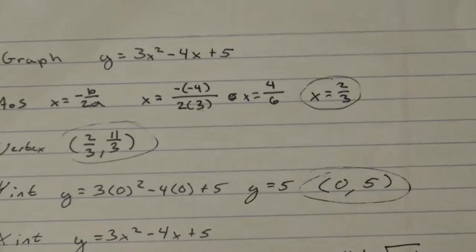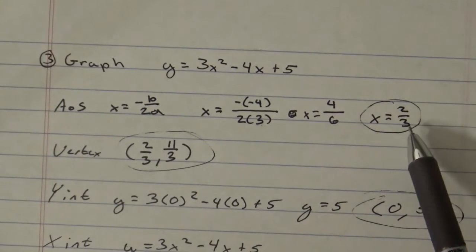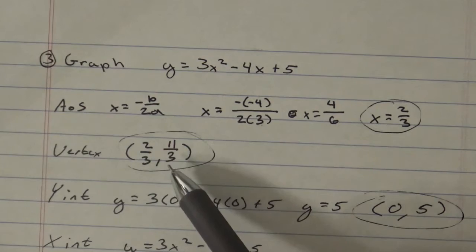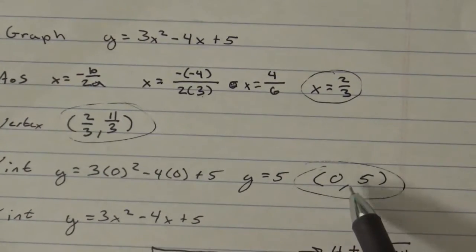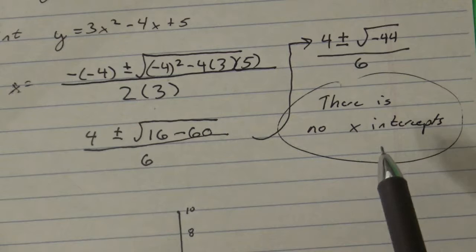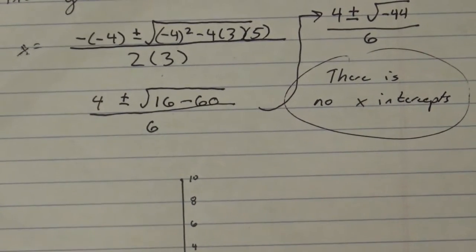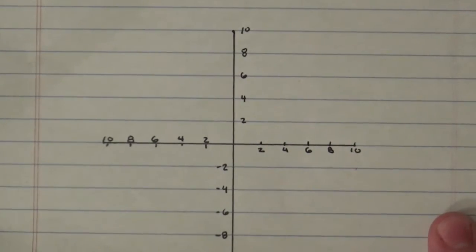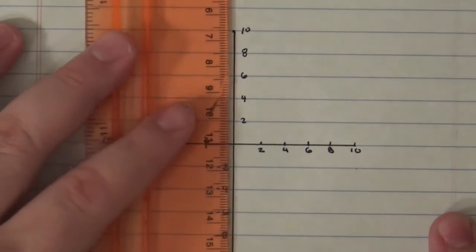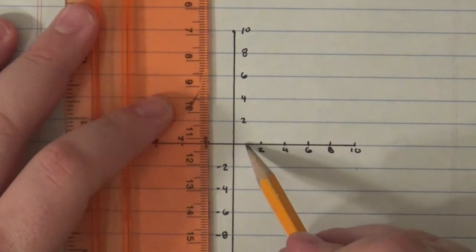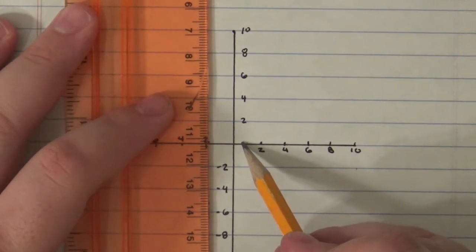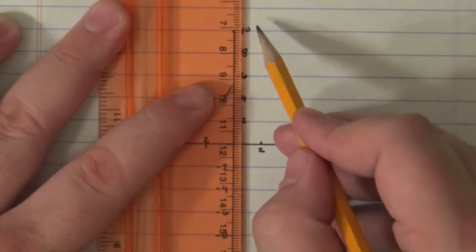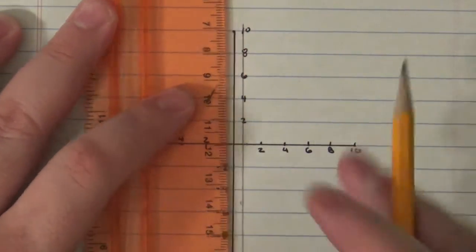All right, so let's go through this. We found out that our axis of symmetry is x equals 2/3, our vertex is 2/3 and 11/3, our y-intercept is at 0, 5, and that we have no x-intercept. So let's use this information to graph it. So our x-axis, I'm running out of space, there we go. Our axis of symmetry is 2/3, well that's 0.6666 repeating, and we know that right here is 1, so I'm going to say approximately right about here. Okay, so there's my axis of symmetry.